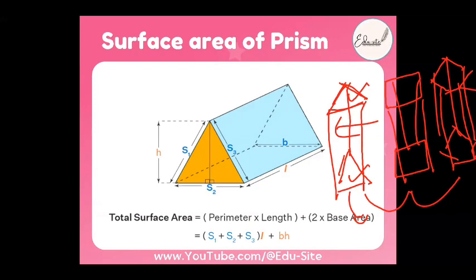Prisms have two bases and the surfaces are rectangles. All the surfaces are rectangles. And the two bases can vary. One can be a triangle. The two bases are nothing but triangles, or squares, or rectangles, or pentagons.